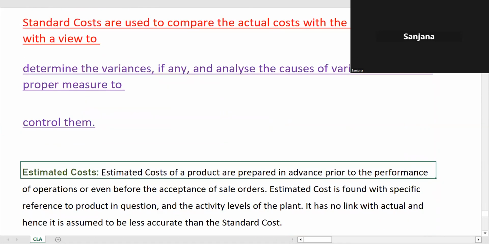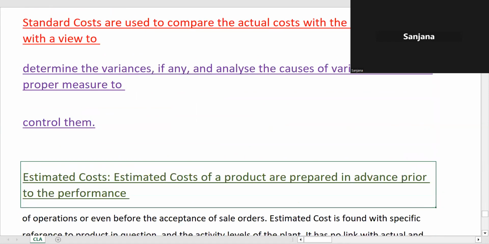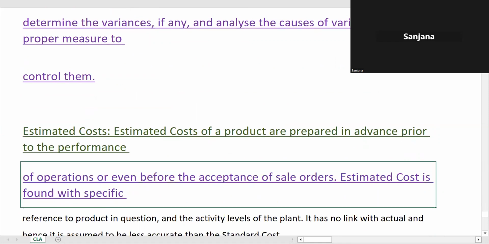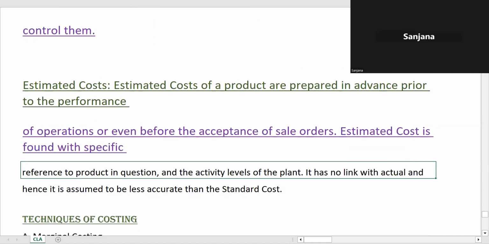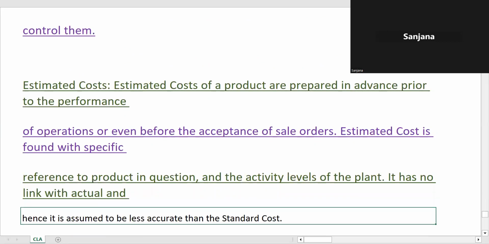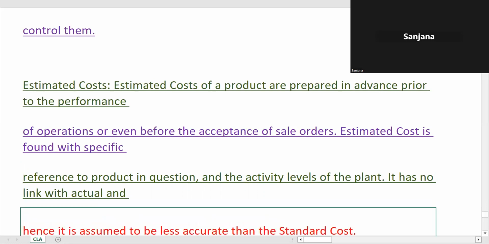Second is estimated cost. Standard cost is scientifically predetermined; scientifically you find out what the cost should be. Estimated cost is also for the future, but just an estimate. Estimated cost is found with specific reference to the product in question and the activity levels of the plant. It has no link with actual and is assumed to be less accurate than standard cost.